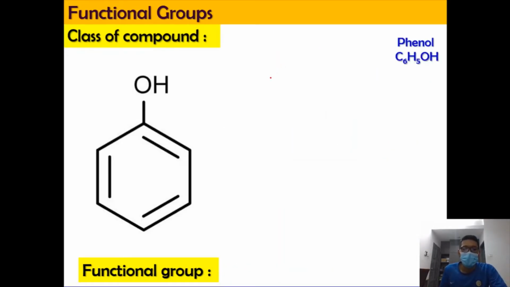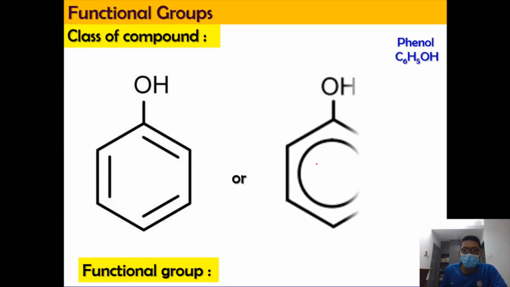Alright, now we have OH, which seems to be a hydroxyl, but now it is attached to the benzene ring. So this benzene ring can also be represented as a circle in the middle, which basically means that the electrons or double bonds can be delocalized in the ring. So either way, if you write it this way or this way, both are correct. It just means that the delocalization of electrons is happening.